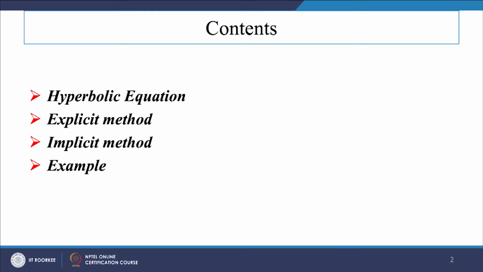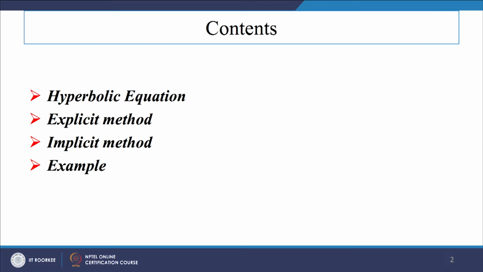Welcome to the lecture series on numerical methods, a finite difference approach. In the last lecture, we discussed the solution of elliptic equations by using different schemes. In the present lecture, we will discuss hyperbolic equations, and these can be solved by using different techniques as we have discussed earlier. In this lecture, we will discuss the explicit and implicit methods for hyperbolic equations.